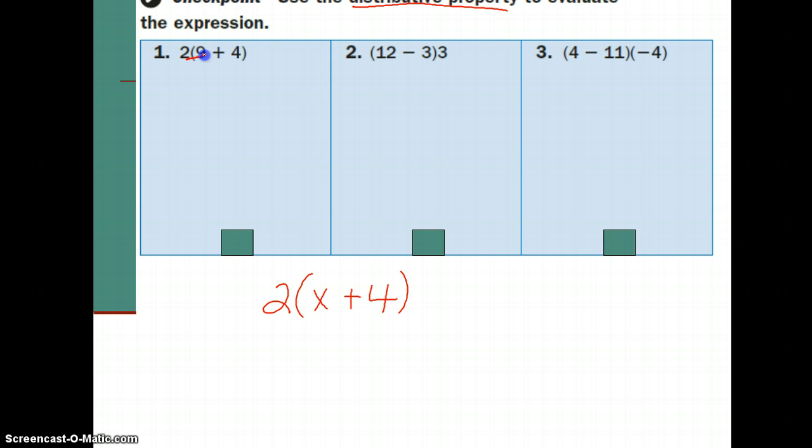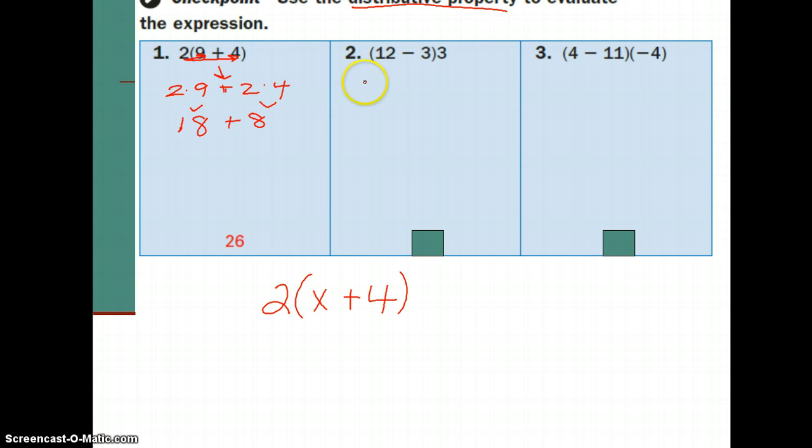Pass out the 2 to the 9 and to the 4. 2 times 9, bring down the addition sign, and then use the 2 again times 4. 2 times 9 is 18, plus 2 times 4 is 8. 18 plus 8 is 26.